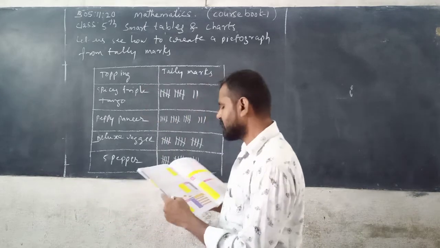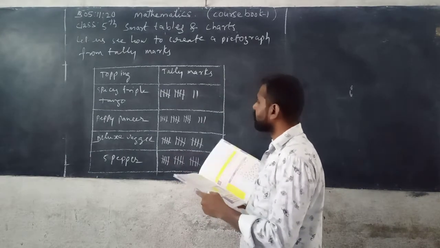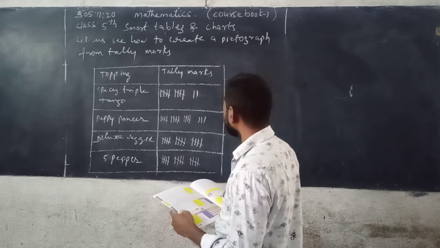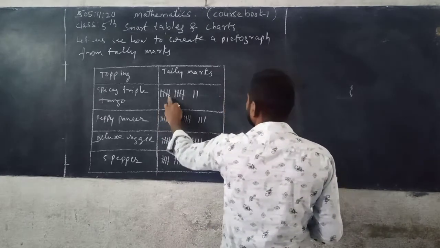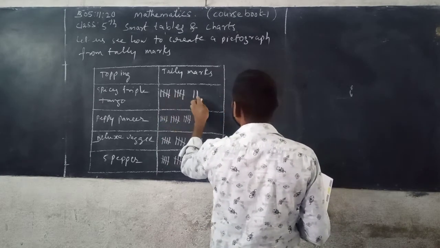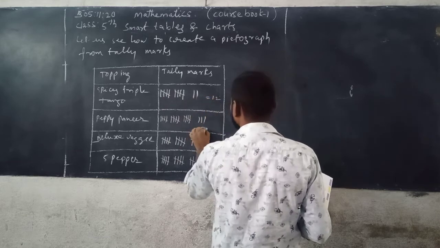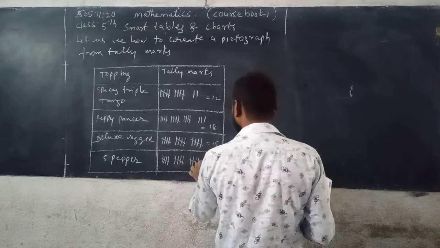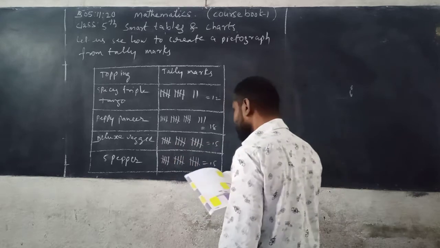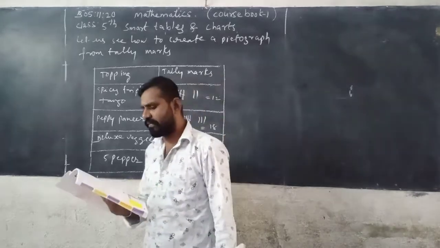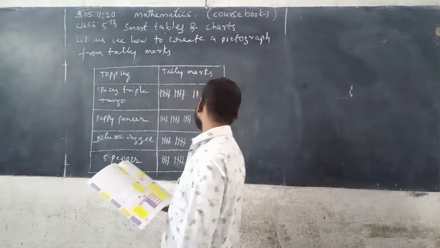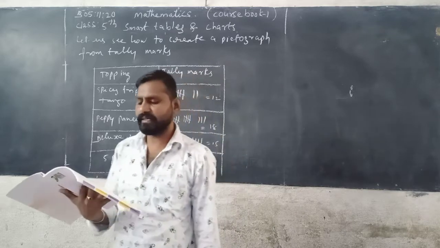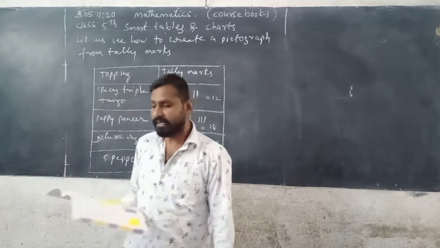See here. Which pizza topping is the least favorite? So here, 5 plus 5, 10. This is 12. This is 15 plus 18. This is 15. Next, this is also 15. Which pizza topping is the least favorite? Spicy triple tango is the least favorite.